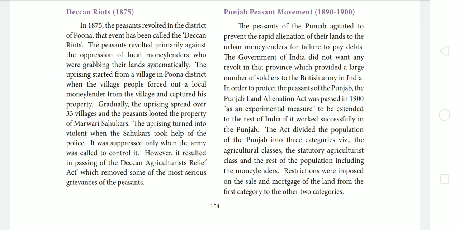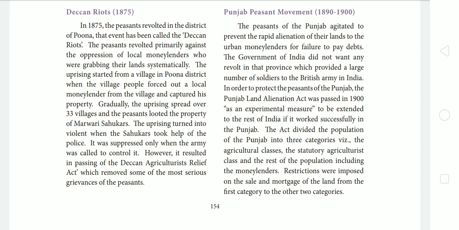So the peasants of the Punjab agitated to prevent the rapid alienation of their lands to the urban moneylenders for failure to pay debt. The peasants of the Punjab agitated, which means they revolted against the moneylenders for the alienation of their land. Alienation means transfer of ownership of the property. What the moneylenders did was transfer the ownership of the peasants' land to themselves.